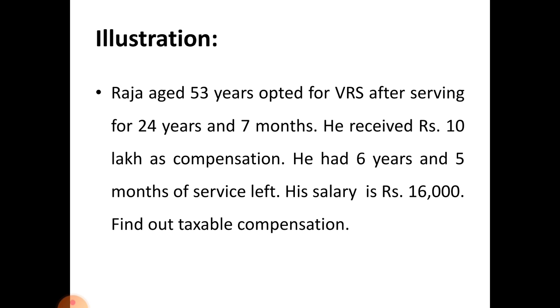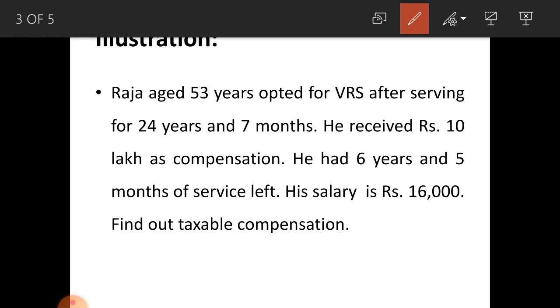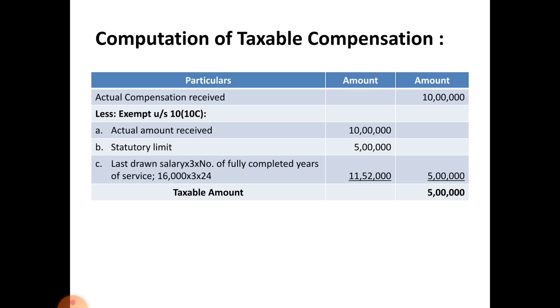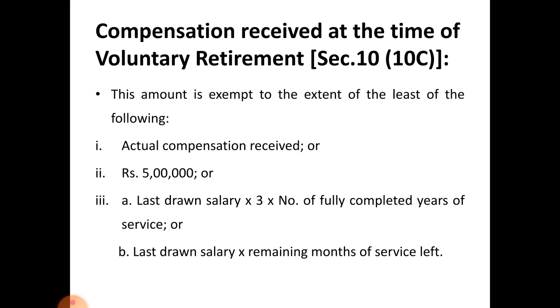In this problem, you see last drawn salary is given, that is 16,000. You have to multiply it by 3 and the number of completed years of service. In this problem, fully completed years of service is 24 years, and you have to ignore the fraction of years as per the rule. Okay, here that amounts to rupees 16,000 into 3 into 24, the amount is 11,52,000.